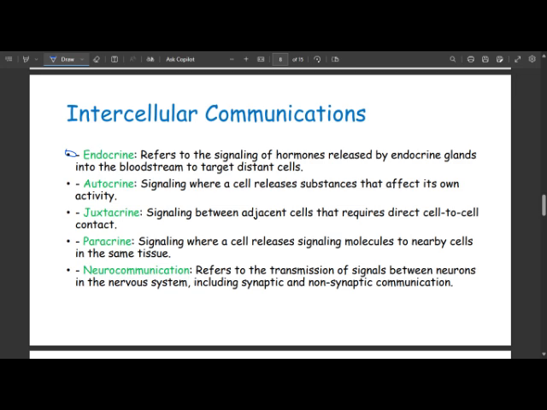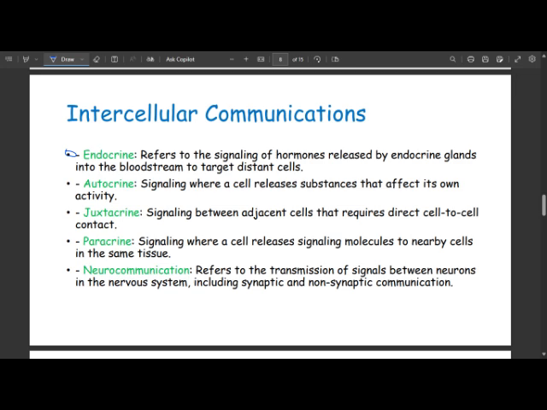And for autocrine, we have a signaling where a cell releases substances that will affect its own activity. So the cell itself releases that material that will affect itself. Okay, that is what happens in autocrine communication.